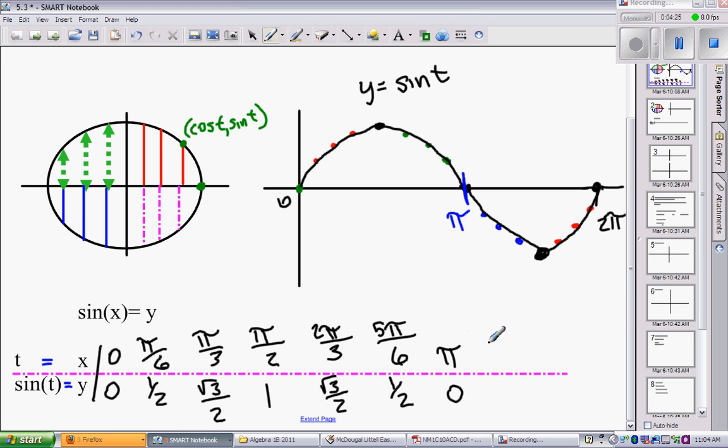So after pi, you got 7 pi over 6. We get the negative 1/2, so it's just the opposite sign of this one. For 4 pi over 3, excuse me, we need to get out a negative root 3 over 2, and it continues until your last one is you're at the full 2 pi, and you get out 0 for your y value.